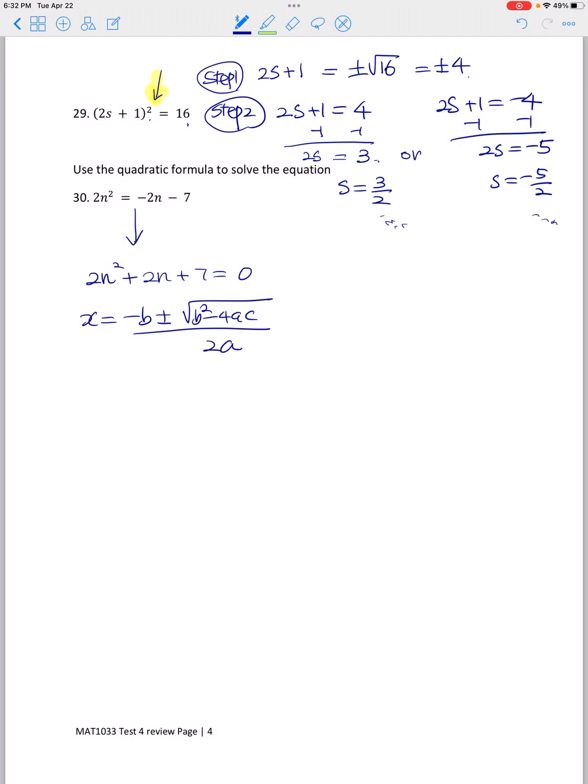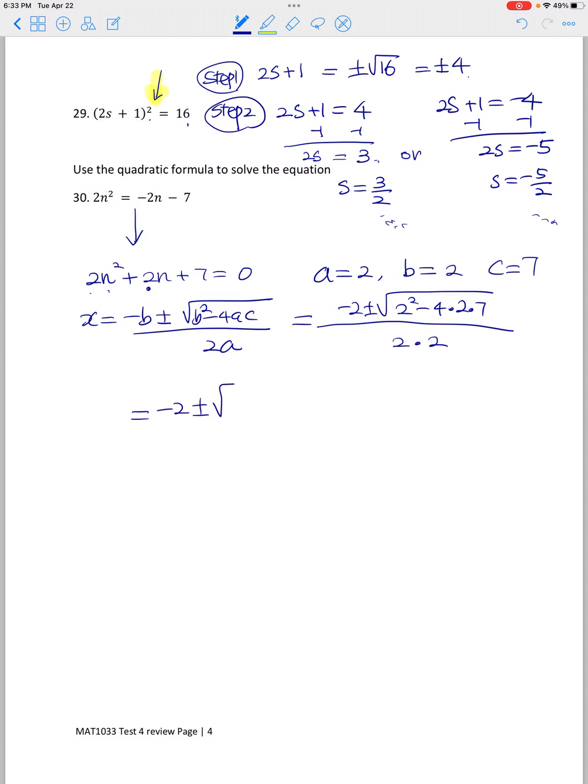This is the formula. So my a is equal to the leading coefficient, which is 2. b is equal to the second coefficient, which is 2. c is equal to 7, the constant. Let's just plug everything in. I actually need to multiply inside. So 4 minus 4 times 2 times 7, 8 times 7, 56. Okay, and I got a negative inside. I got negative 52 over 4.